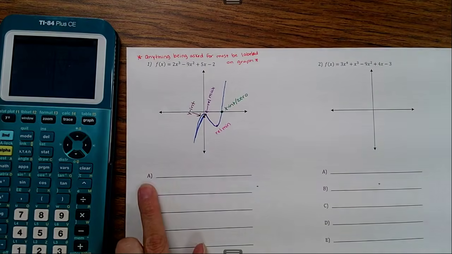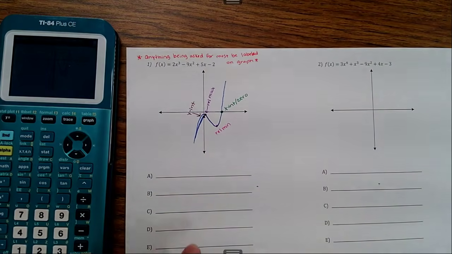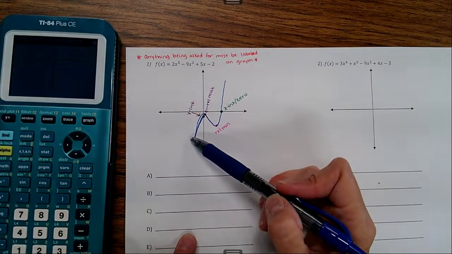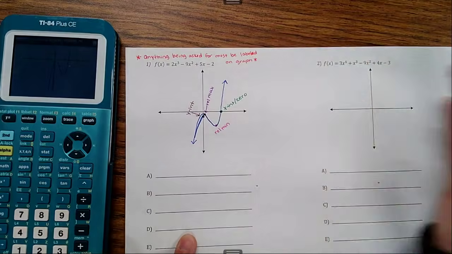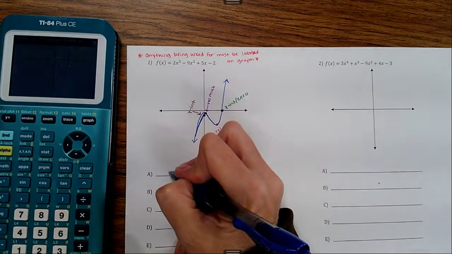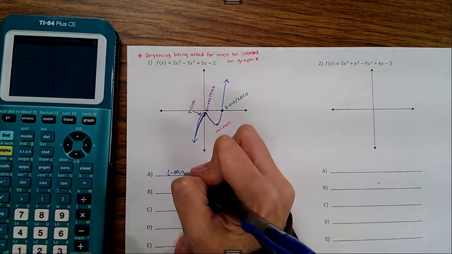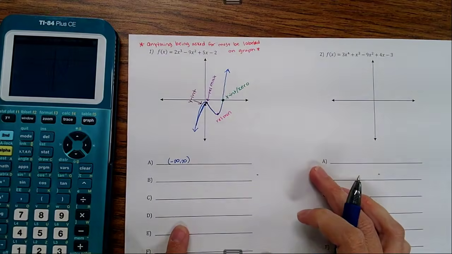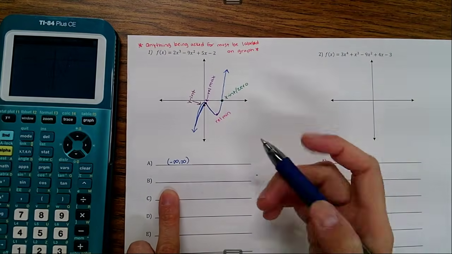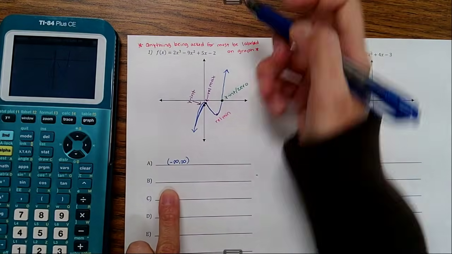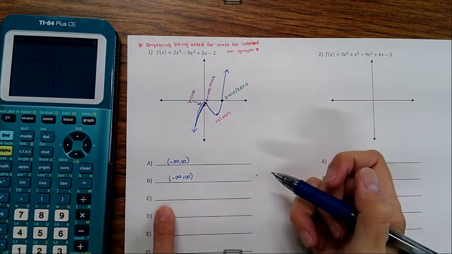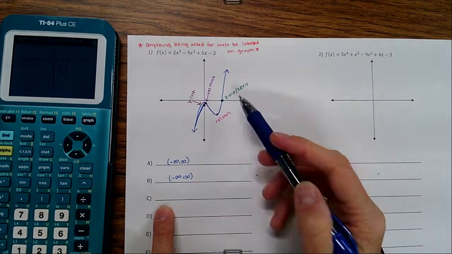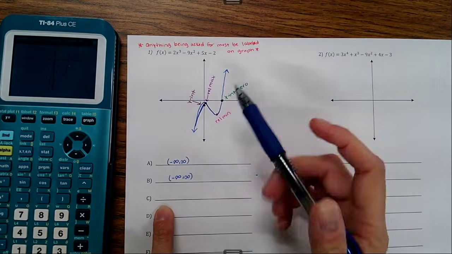So the first one is asking for the domain. I can find this just by looking at the graph. It's going to go from negative infinity to the right to positive infinity. So the domain is negative infinity to infinity. And then B is the range. So bottom, negative infinity to top, positive infinity. Then it asks for the zeros. So the zeros right here where it crosses the x-axis.